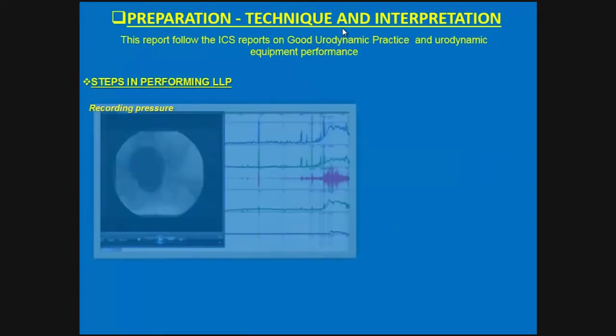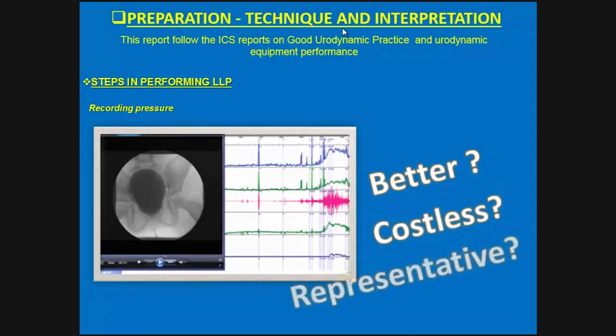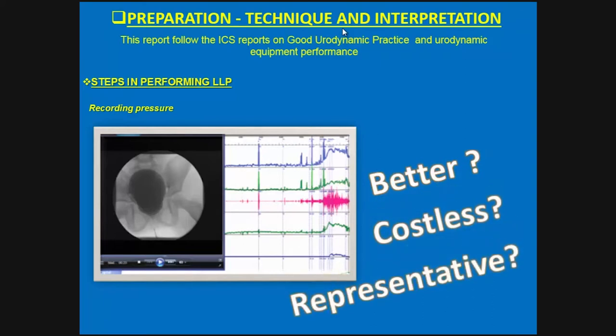We go to the steps in performing leak point pressure, and this was video urodynamics up here. It says that for simple stress urinary incontinence, multichannel urodynamics is okay, and you use video urodynamics only for complex cases or stress urinary incontinence that doesn't work out before any procedure. But there is no evidence that video urodynamics has to be used in stress urinary incontinence. Again, you have to weigh it against the cost and the radiation exposure of the patient, and we don't know if the position the patient has in the video urodynamics would be representative.